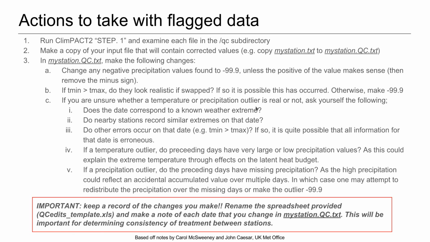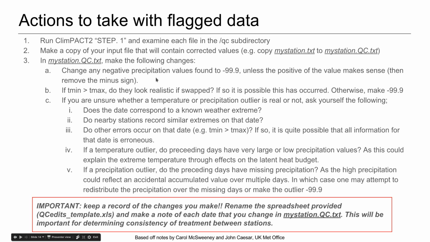Some of the issues that you come across in your data might be obvious, and it might be obvious what to do to fix them. For example, if you have a negative precipitation value, that obviously couldn't occur, and you might change that to -99.9 in your ClimPACT input file, which is the missing value for ClimPACT. Unless, of course, the negative precipitation value looks realistic if you take away the minus sign, in which case you might choose to keep that value, just making it positive. This is a bit subjective.